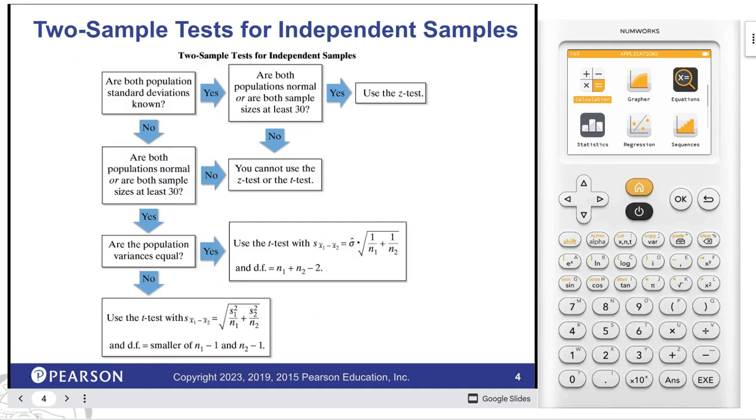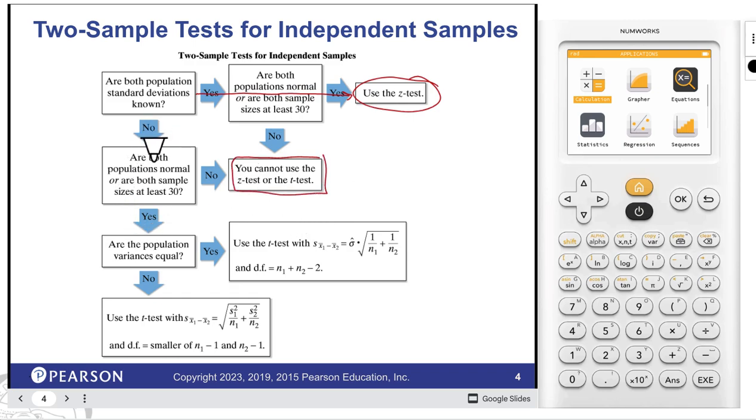Okay, so here's the routing of things. Are both population standard deviations known? Well, that's what we did in the last one. If that's the case, and the populations are normal, or sample size at least 30, then we would use a z-test. Okay, so that's what we did last time. If not, if they're not normal or sample size at least 30, then you cannot run a z or a t-test.